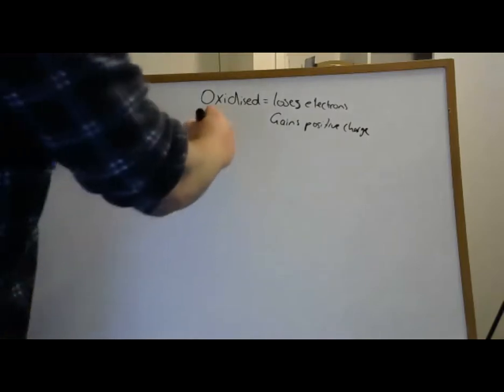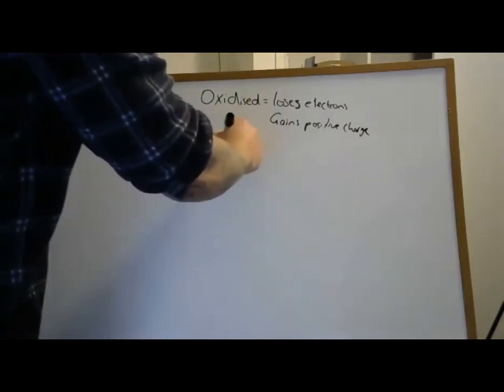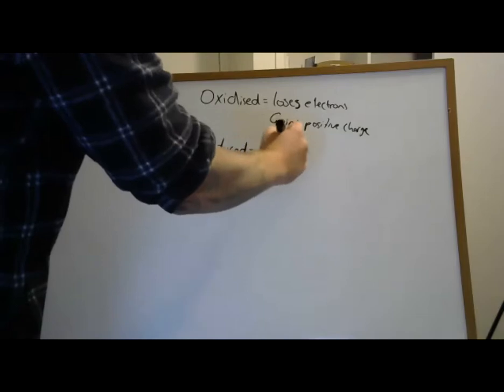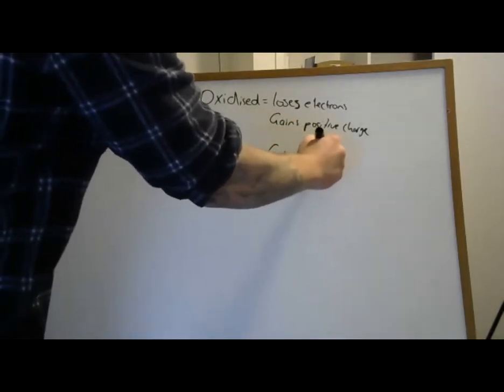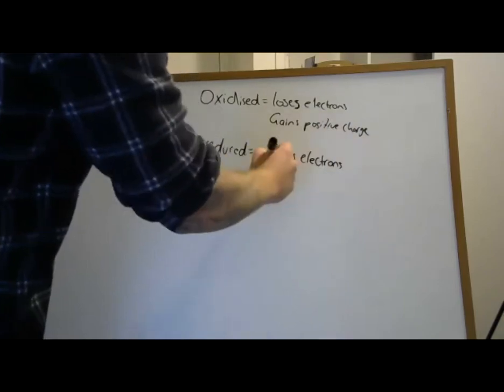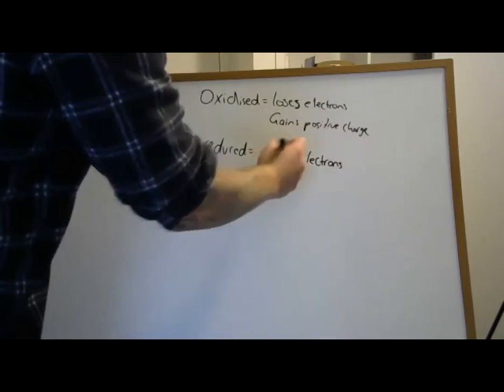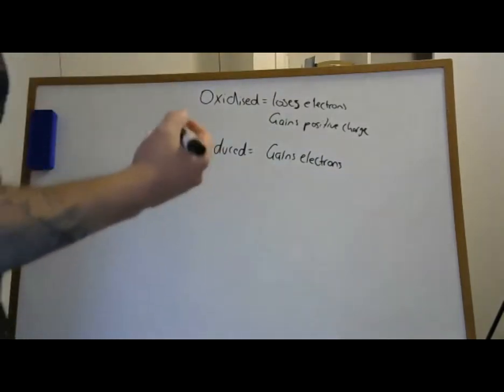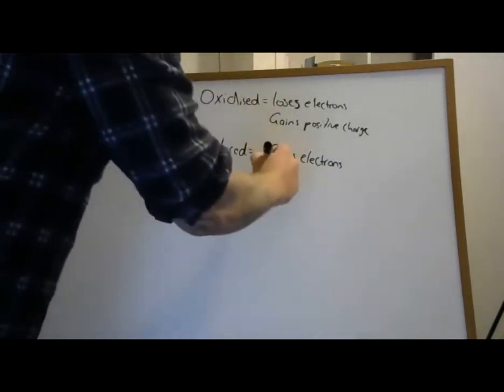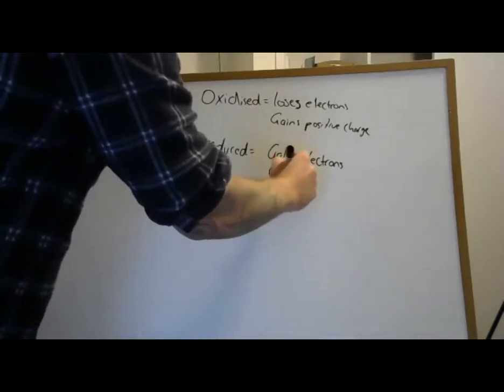Something is reduced, it gains electrons. Or you could write it gains more negative charge, or it becomes less negative, or it becomes more negative.